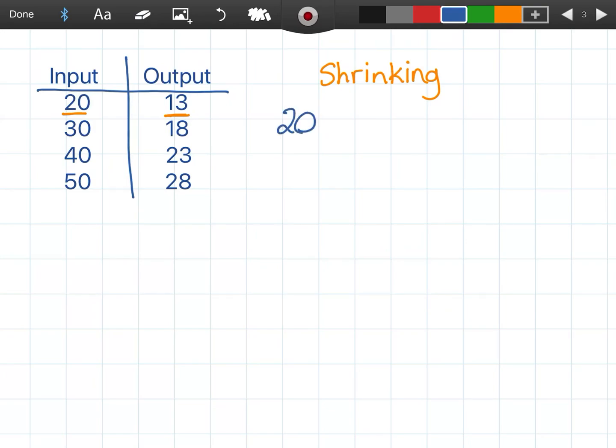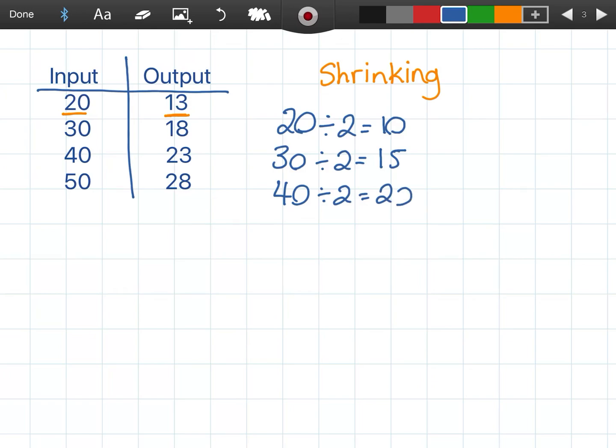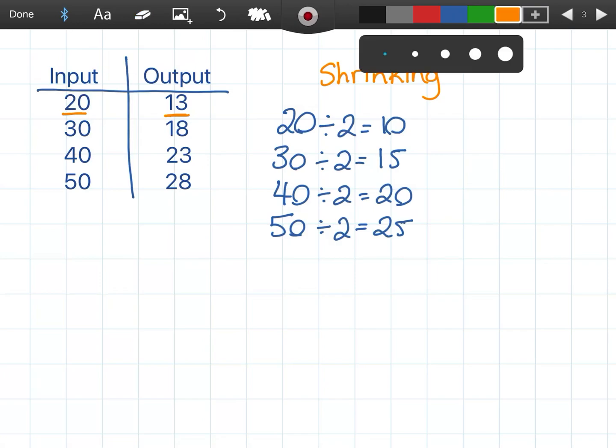So now let's try division. We'll start with divided by 2. 20 divided by 2 is 10. That's not giving us the answer, but let's continue on just out of curiosity. 30 divided by 2 is 15, 40 divided by 2 is 20, 50 divided by 2 is 25. And as we can see, we're getting close to those output numbers. That makes me think that maybe this is a 2-operation input-output machine.